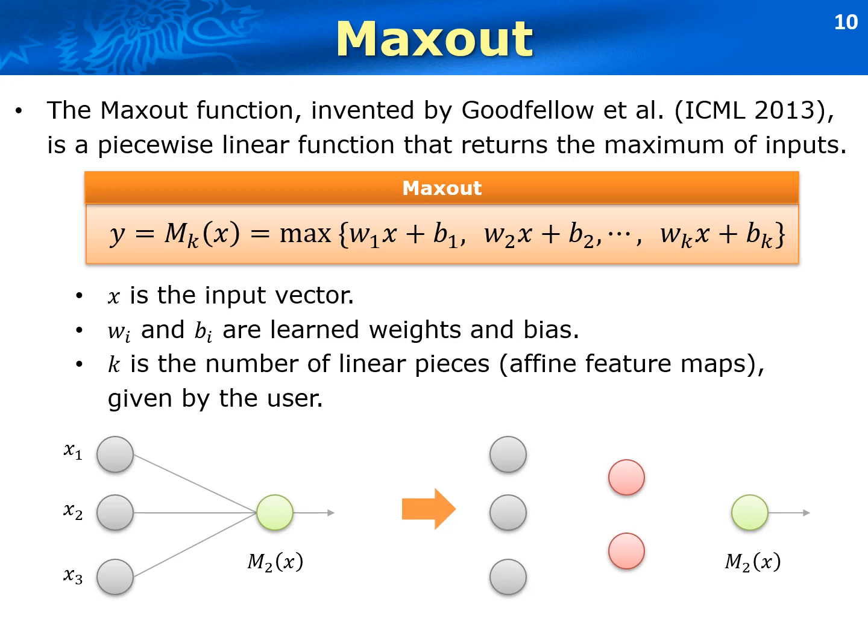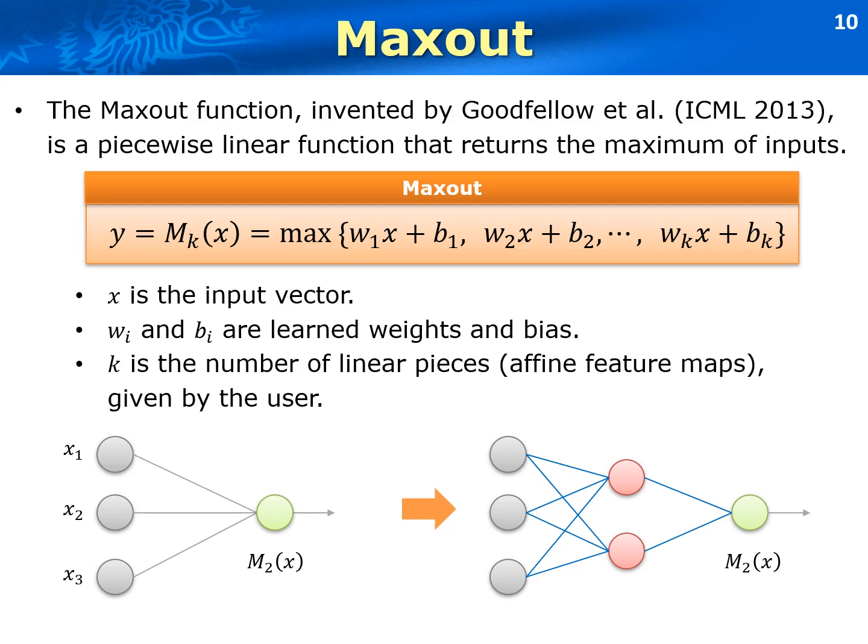We can imagine there is an intermediate hidden layer with two red nodes added between the input and output layers. The weighted sum of the three input gray nodes is respectively passed to each red node. Then, the maximal value of all the red nodes in this layer will be passed to the green node in the last layer, which is the output m2 of x of the maxout function.